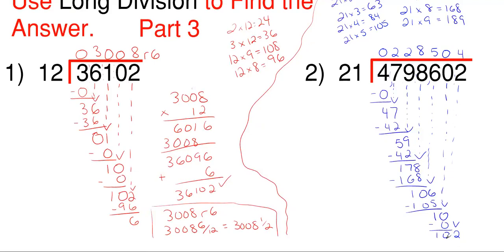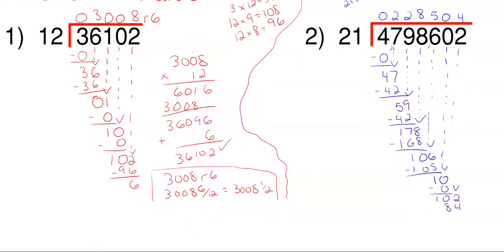4 times 21 gives me 84. I have no more numbers at the top here, so whatever I get here will be my remainder. So 102 minus off 84 gives me 18. So it's a good sign that my remainder is less than my dividing number. So a remainder of 18. So this would be my answer up here.